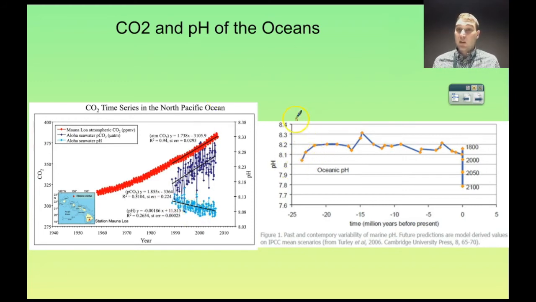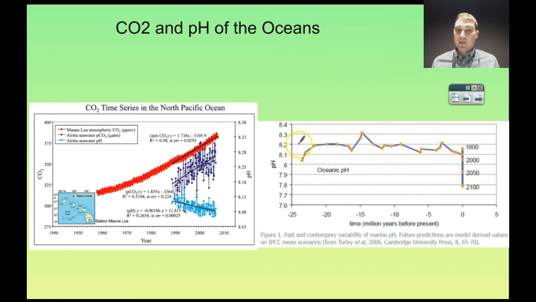And again, we can go back in time by looking at rocks and seeing what's happened to the pH over time as well. So in this case, rather than going thousands of years, we're going millions of years back in time. So you can see there is some variation over time, going back 24 million years ago or so. But as we get to today, we can see there's a huge drop.